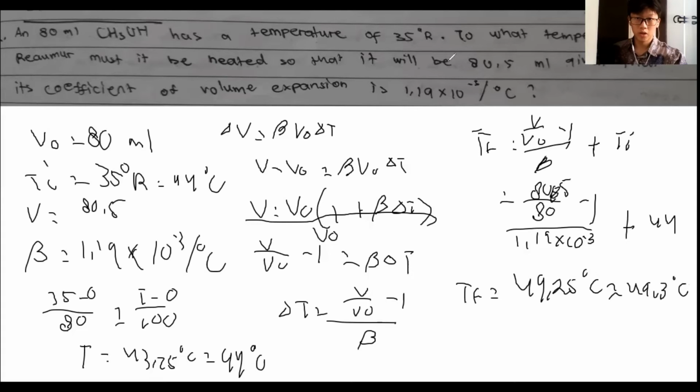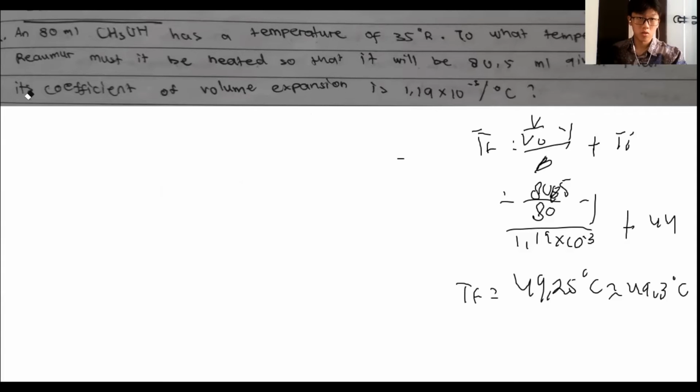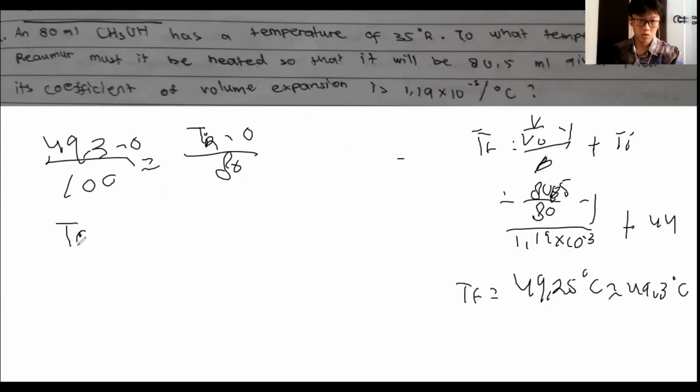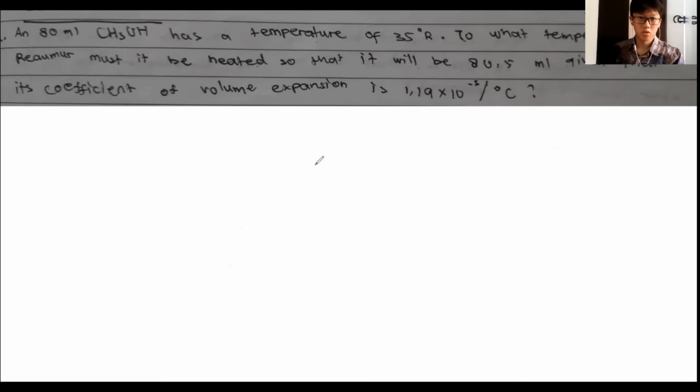But wait, we're being asked the temperature in Reaumur, so we have to convert it once more. Let me just erase some of this. Okay, so to convert, simply follow the conversion formula. The final temperature will be 39.4 Reaumur. So let's move on.